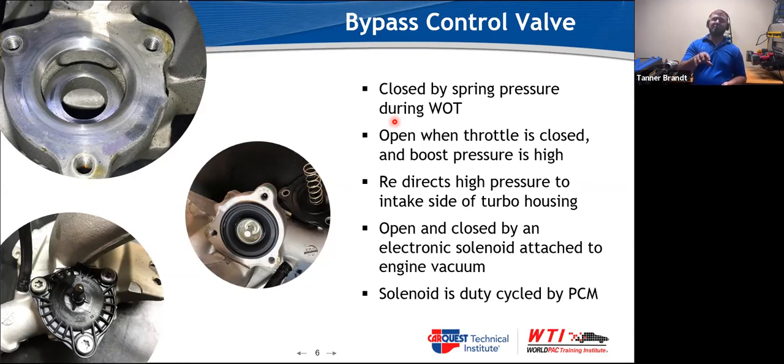So what this does is, as soon as it sees the throttle position sensor close, a signal is sent to a solenoid that's duty cycled by the PCM, and it will send engine vacuum to it. When engine vacuum goes right here, it will pull this diaphragm open. And when this diaphragm opens, we end up recirculating the boost to the intake side, and it just makes a loop. Because of that, we don't build any boost when that's open.